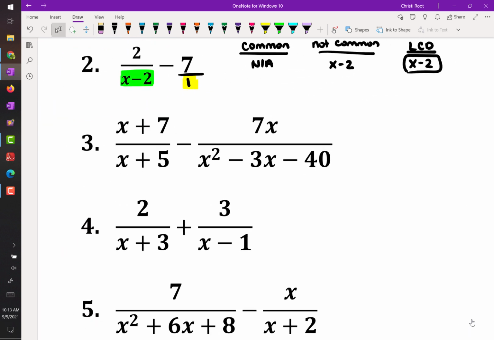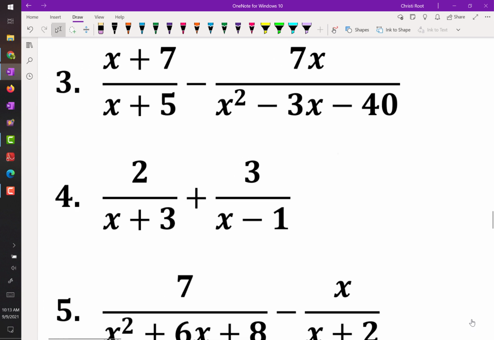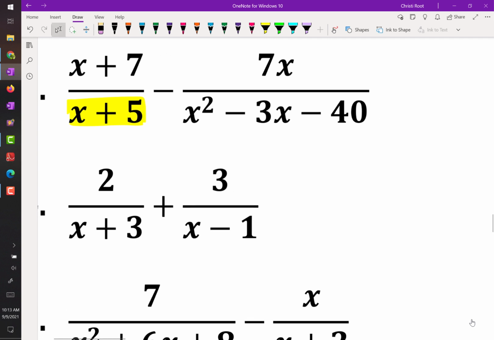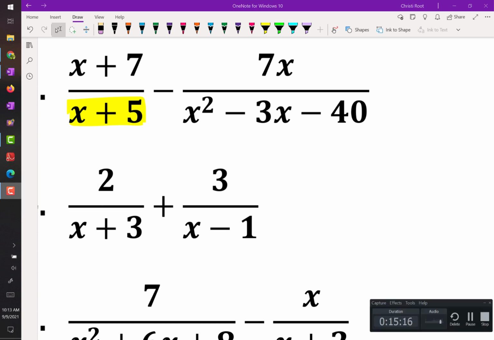Okay, so let's take a look at number 3. So I'm going to ask you a question here. Can I factor x plus 5? Do I need to do trial and error, difference of squares, or any of that good stuff? No. Okay. So what about the second one, though? Can I factor the second denominator? Yes. Okay, so I'm going to pause the video, and I'm going to let you factor it, and then talk to your group, make sure that you all have the same factors, and then we'll come back.